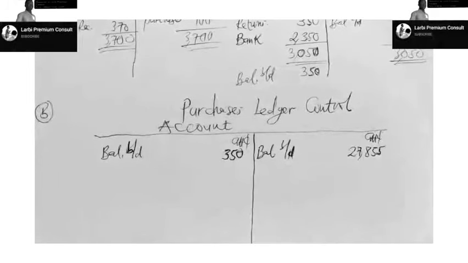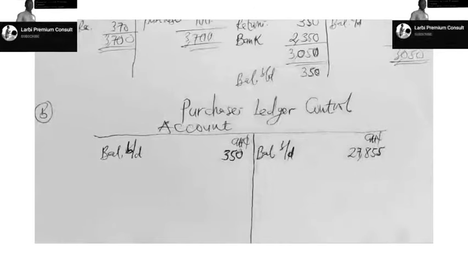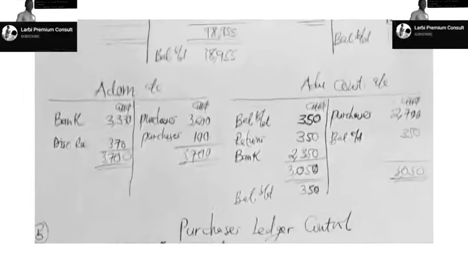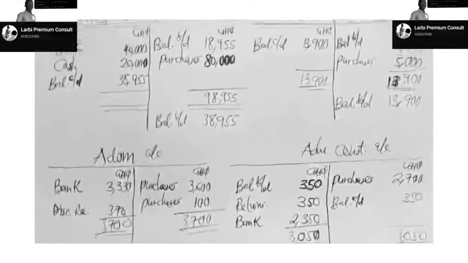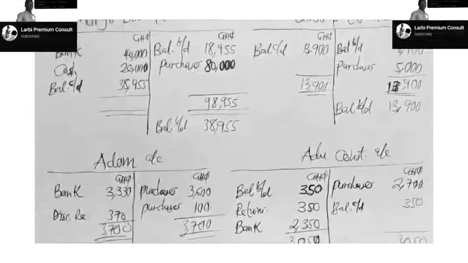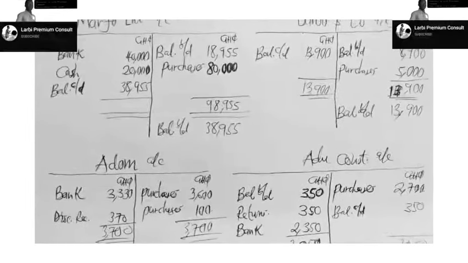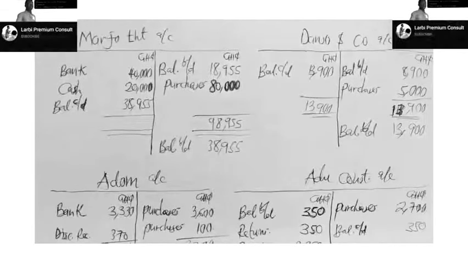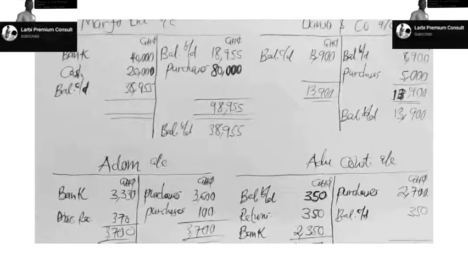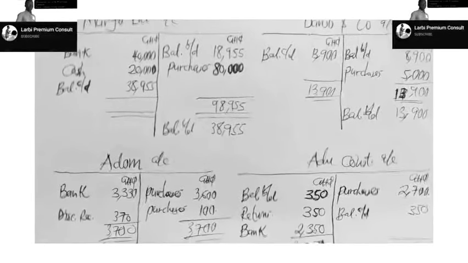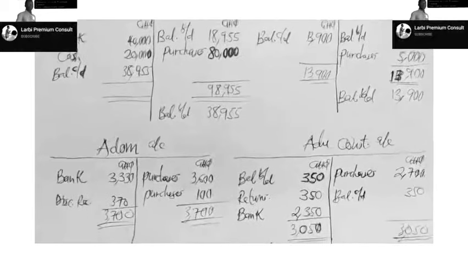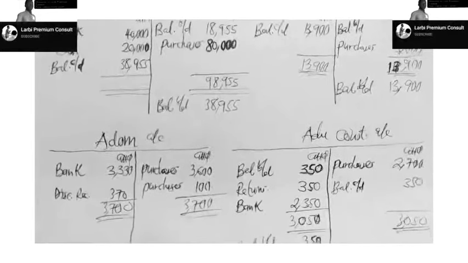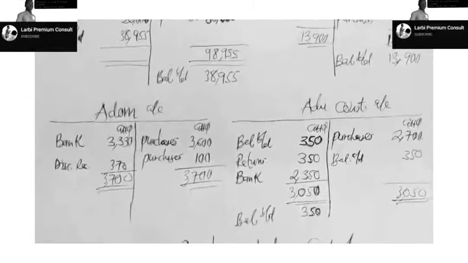So let's get back to bank in that case. We paid 40,000 by cheque to Marfo, and then we also paid some to Adom, which is 3,330. Then we also paid a cheque of 2,250 to Edu. So we're going to add all three, then place it at the debit side of the purchase ledger control account. So that's how we prepare this account.